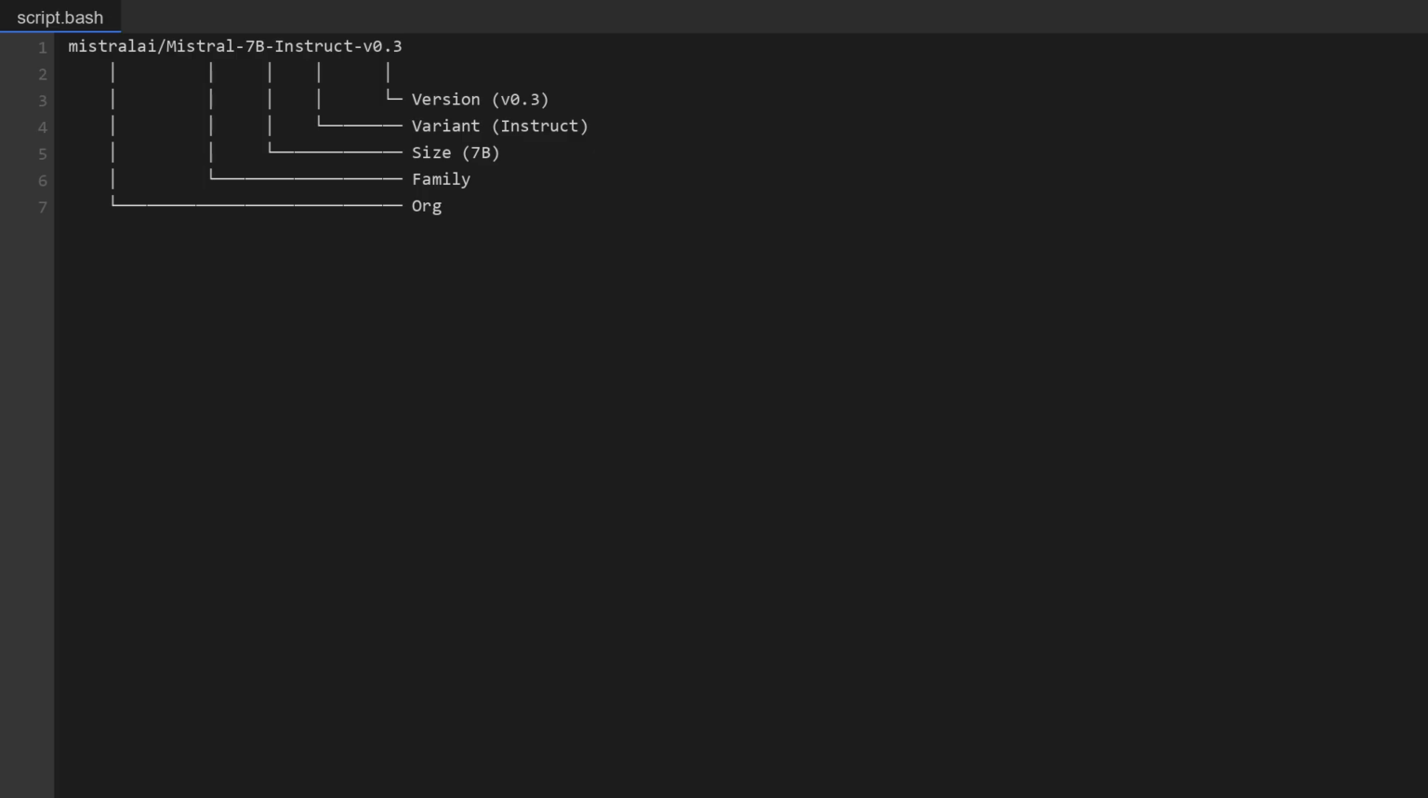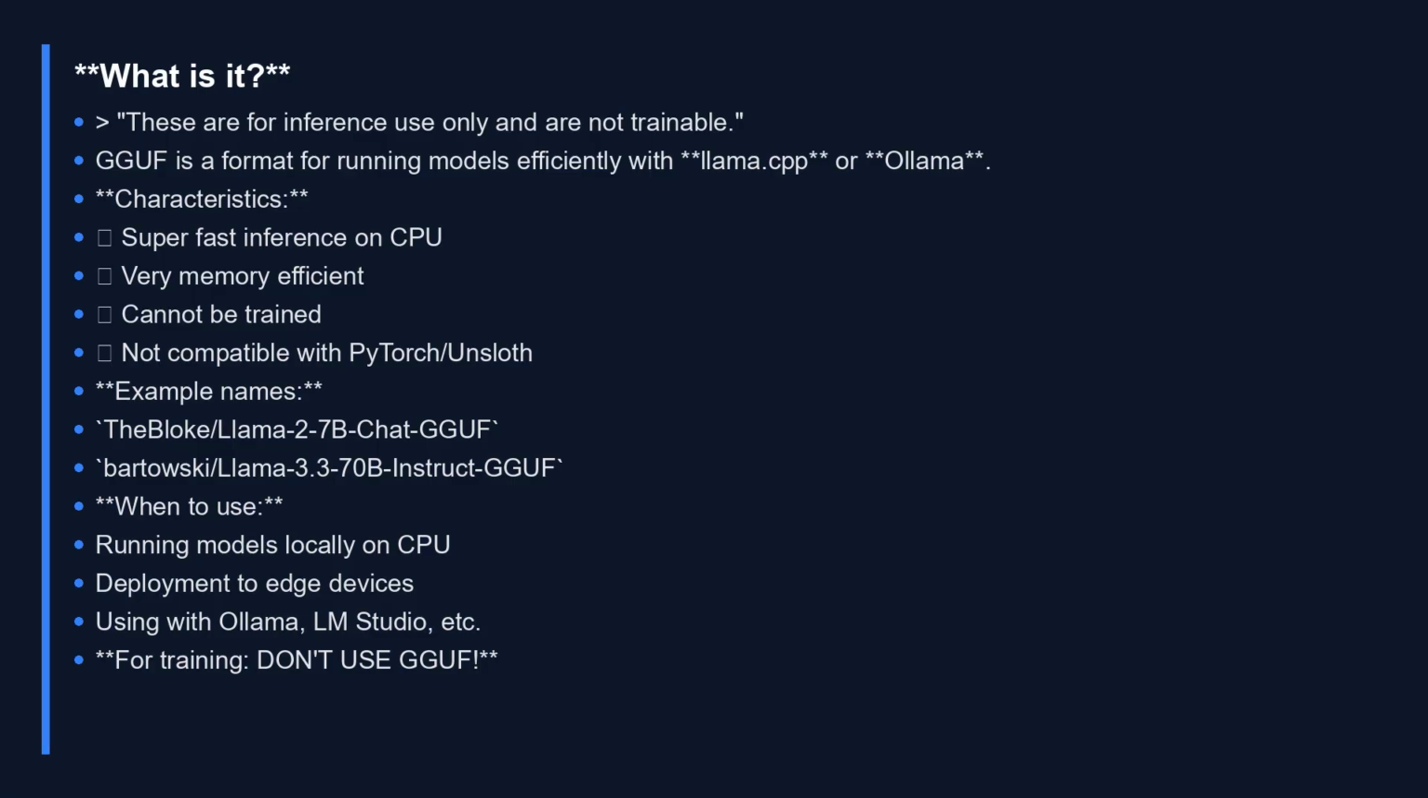When you're selecting a Mistral model, always check the version and prefer the latest stable release unless you have a specific reason to pin an older one. Special variants. GGUF is a file format designed for running models with llama.cpp and tools like Ollama and LM Studio. It's optimized for CPU inference and partial GPU offloading, extremely memory efficient, very fast for local deployment. Model names from TheBloke or Bartowski are almost always GGUF.